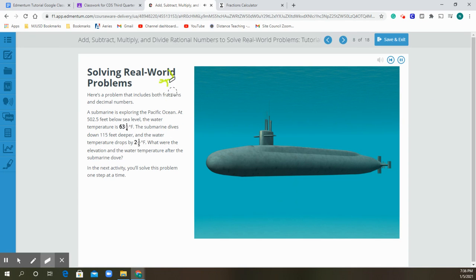Solving real-world problems. Here's a problem that includes both fractions and decimal numbers. A submarine is exploring the Pacific Ocean. At 502.5 feet below sea level, the water temperature is 63 1/4 degrees Fahrenheit. The submarine dives down 115 feet deeper, and the water temperature drops by 2 1/5 degrees Fahrenheit. What were the elevation and the water temperature after the submarine dove? In the next activity, you'll solve this problem one step at a time.